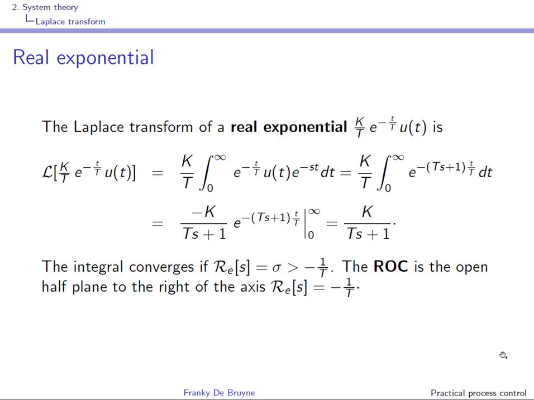And then finally the Laplace transform of the real exponential that is given over here, and this Laplace transform is given over here. This is a very important one because a first order system will have an impulse response that is equal to this quantity over here, and this will be the transfer function of a first order system with time constant tau and gain k. We'll come back to that later.